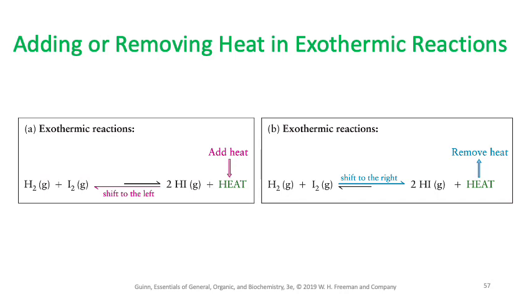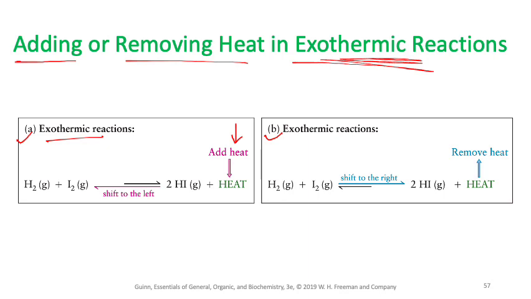Let's try one of the scenarios where you add or remove heat for an exothermic reaction. What's going to happen? So there are two scenarios, A and B. For the exothermic reaction in A, we add heat to the chemical reaction, meaning we increase the temperature of the chemical reaction on the product side.